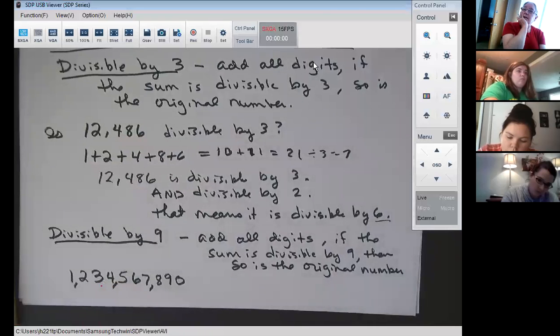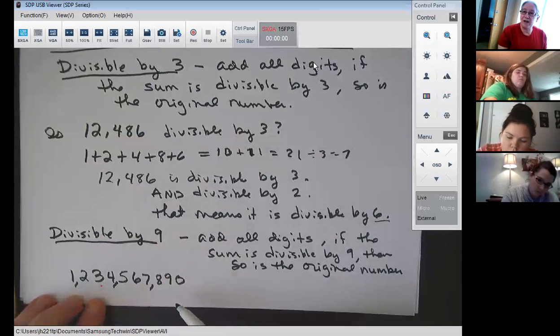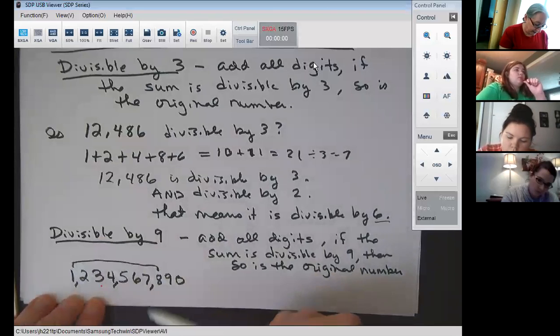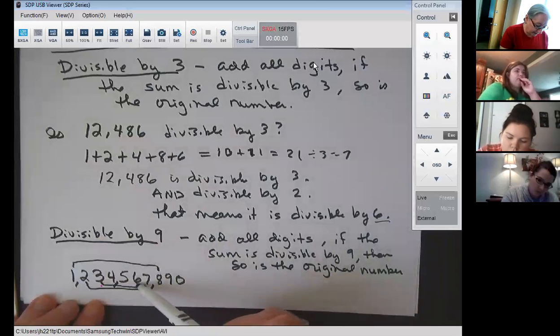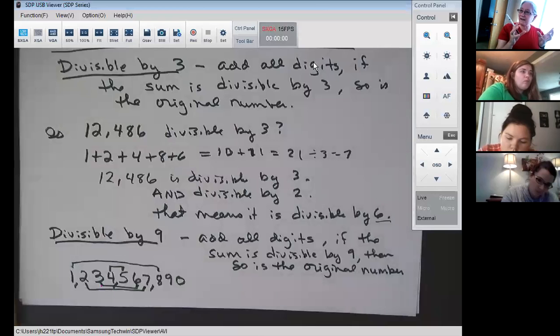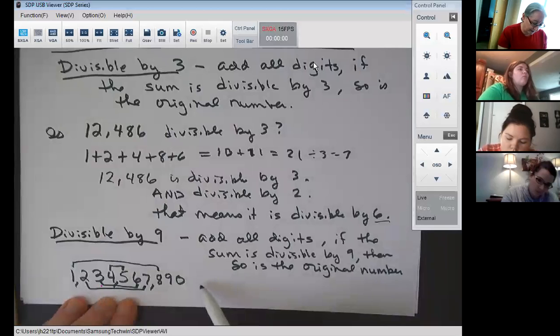1,234,567,890. So is that divisible by 9? Let me show you a shortcut. You could add all those up like we said, but here's a shortcut for doing this. What I do is I find pairs of numbers that add up to be 9. So notice if I take the 1 and the 8, that's going to give me a 9. If I take the 2 and the 7, that'll give me a 9. The 3 and the 6 will give me a 9, and the 4 and the 5 will give me a 9. So what I've basically got is 9 plus 9 plus 9 plus 9 plus 9 plus 0. And if you can pair up all the digits and get 9s, that means that this number is actually divisible by 9.